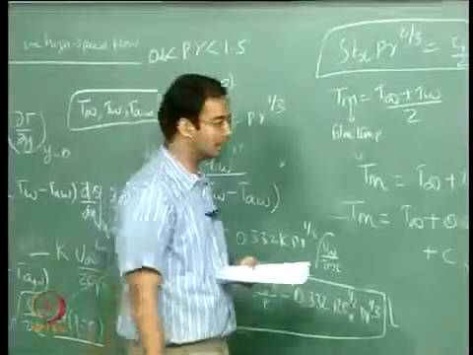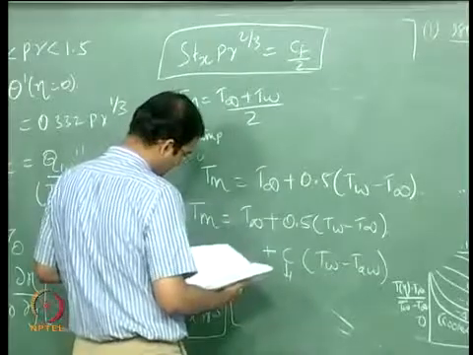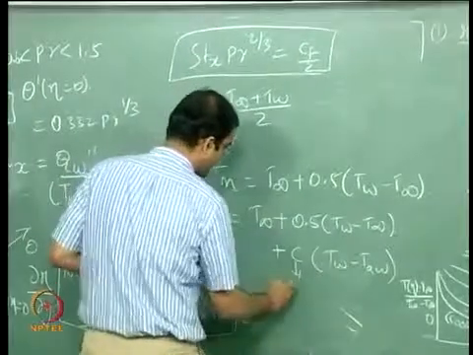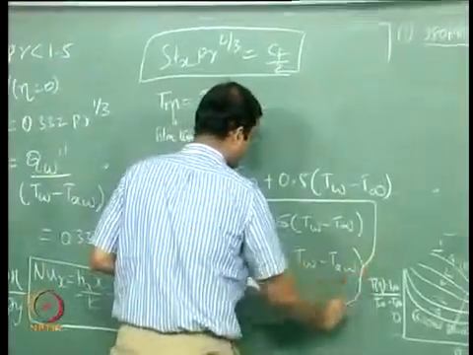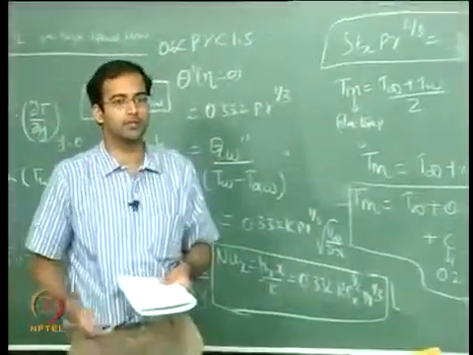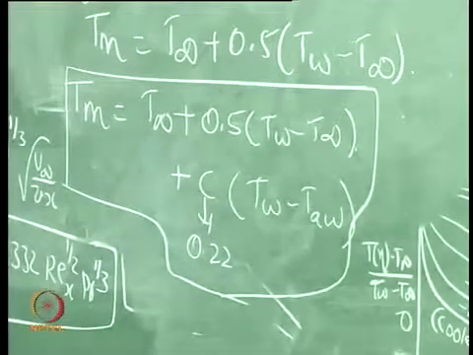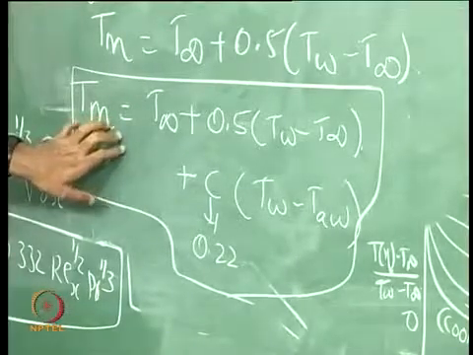Okay, so this constant is generally empirical. It is taken as something like 0.22. So we calculate the mean temperature or film temperature this way in the case of high speed flows, and then we calculate all the properties at this temperature.